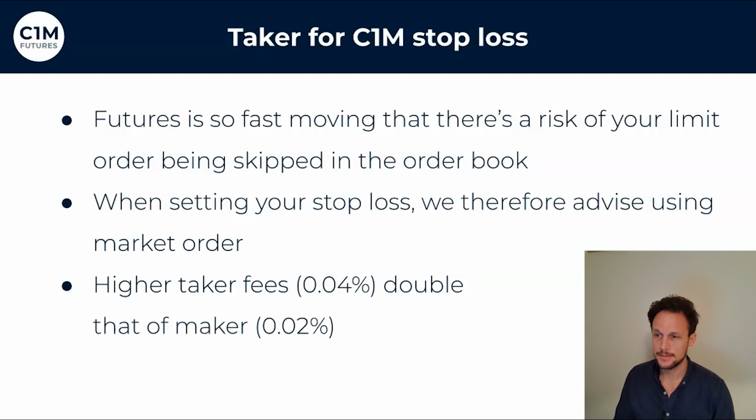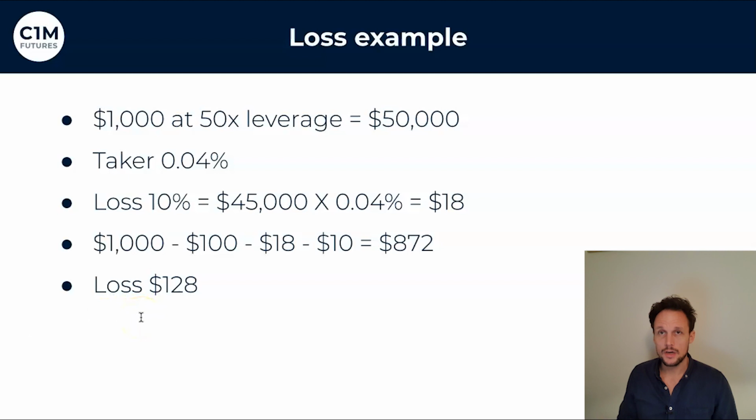Taker for the stop loss. Futures is fast moving, so there is a risk of your limit order being skipped in the order book, and we need your money protected. You need to be prevented from liquidation 100%. So when setting a stop loss, we always advise using the market order, even though it's higher taker fees, 0.04% as standard, instead of the maker, 0.02%. It is the only way to prevent your order not being filled. Let's look at a loss example.